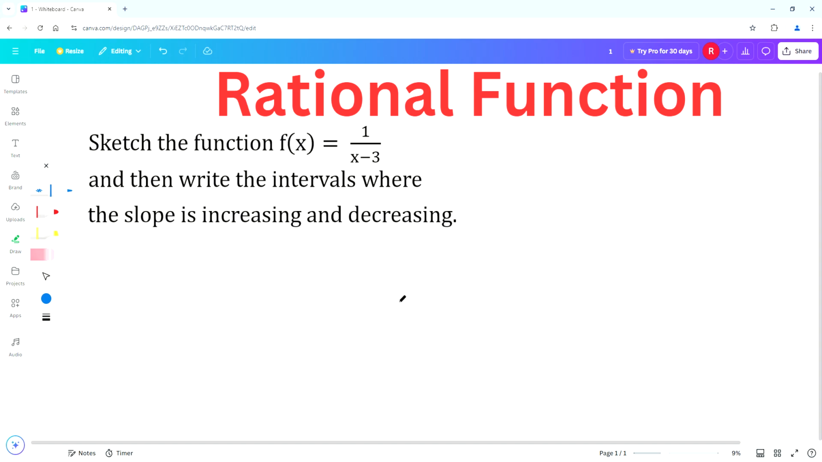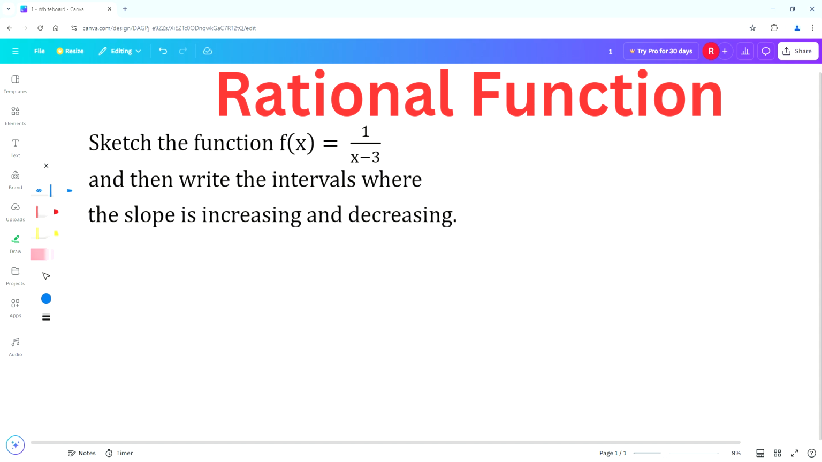So in this video, we'll solve this problem using the concepts of rational function. As per the problem, sketch the function f of x equals 1 over x minus 3 and then write the intervals where the slope is increasing and decreasing. The first step is to identify the key features of the graph of this function so that we can sketch the function. So the first key feature is intercept.